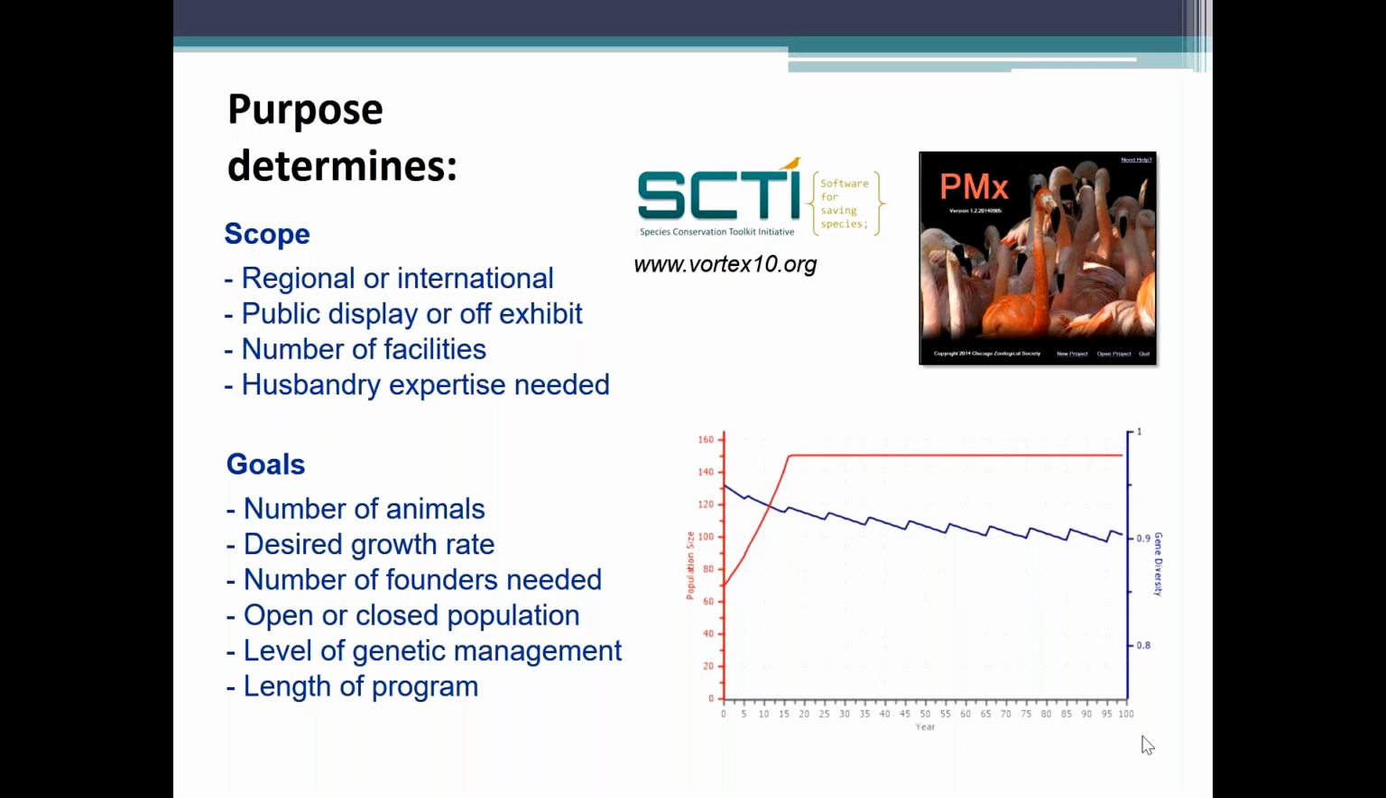Sometimes there are modeling tools that can help you define those characteristics. A notable one is PMx. That is often used for zoo populations. It's one of the software packages available from the Species Conservation Toolkit Initiative. You'll see the website address there for that. And it's now being modified to be used for genome resource banks and for plants as well. And so this is a tool to help you design the kind of program you need to meet those goals.